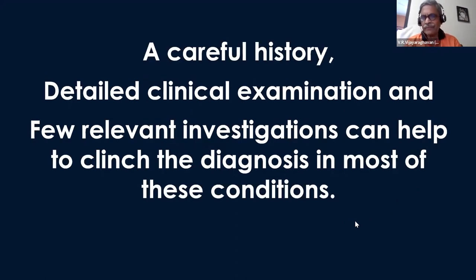A careful history. You have to take a classical history from the patient. Then detailed clinical examination, and if needed, a few relevant investigations may help us to clinch the diagnosis in most of these conditions. My one advice: if you are not able to find out any reason, never label a person as a malingerer or as having some functional problem like hysteria. Don't make it immediately. Examine again and again. Many times you have to examine, then only you can come to a conclusion. My sincere advice, if you are not able to find out any reason for the patient's visual loss, never label a person a malingerer. The most important statement you are supposed to know.